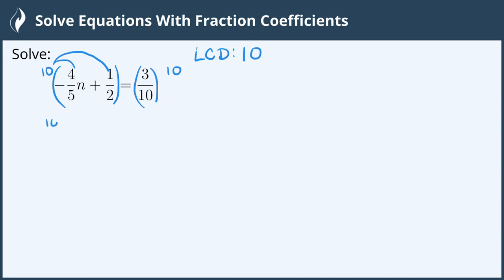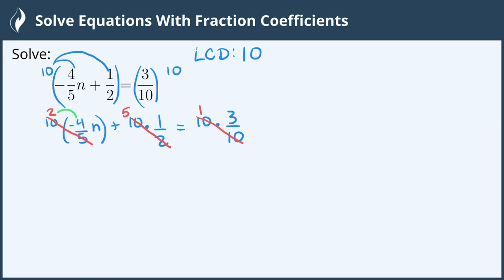So we end up with 10 times negative 4/5 n plus 10 times 1/2 and 10 times 3/10. We can simplify before we multiply, which makes this a much easier problem. So we'll go ahead and divide 10 divided by 5, which is 2. 10 divided by 2 is 5. And 10 divided by 10 is 1. This simplified it so that we have smaller numbers to work with.